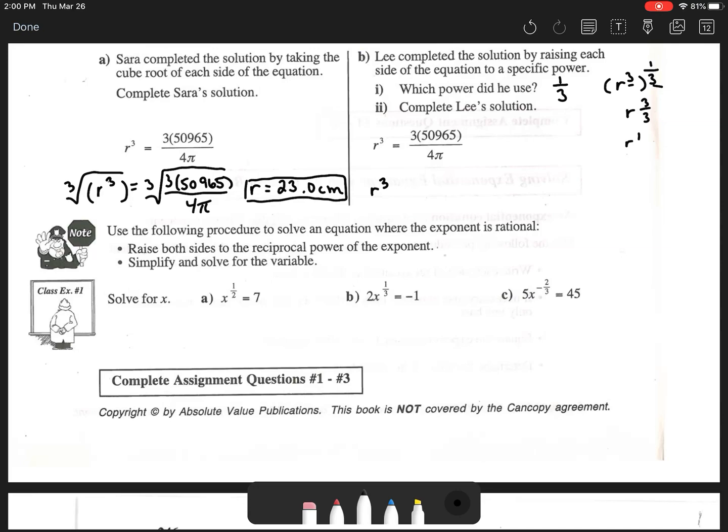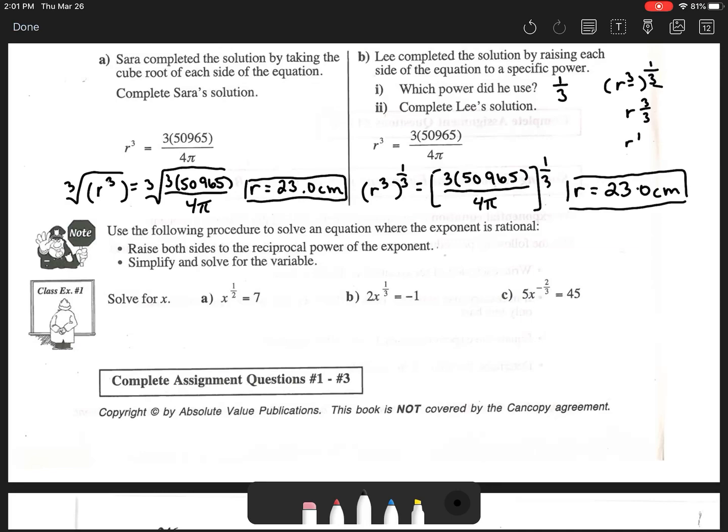On the left-hand side, the r cubed is raised to the exponent of 1 over 3. And if I raise the left-hand side to an exponent of 1 over 3, I must do the same thing to the right-hand side, which I will write out here for you. So over 4 pi, and this whole value on the right-hand side is now also raised to an exponent of 1 over 3, which will also give me a calculation of 23.0 centimeters.